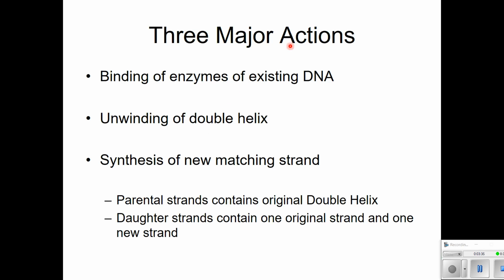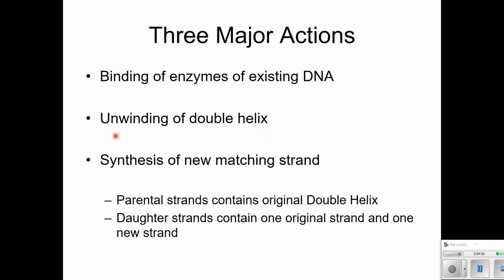The three major actions that occur when it comes to DNA replication are: one, the binding of enzymes. Enzymes really assist in doing almost every action that is required to turn one DNA molecule into two. Those enzymes we'll go over in detail in a little bit. The unwinding of the double helix is also going to be very important to this process.